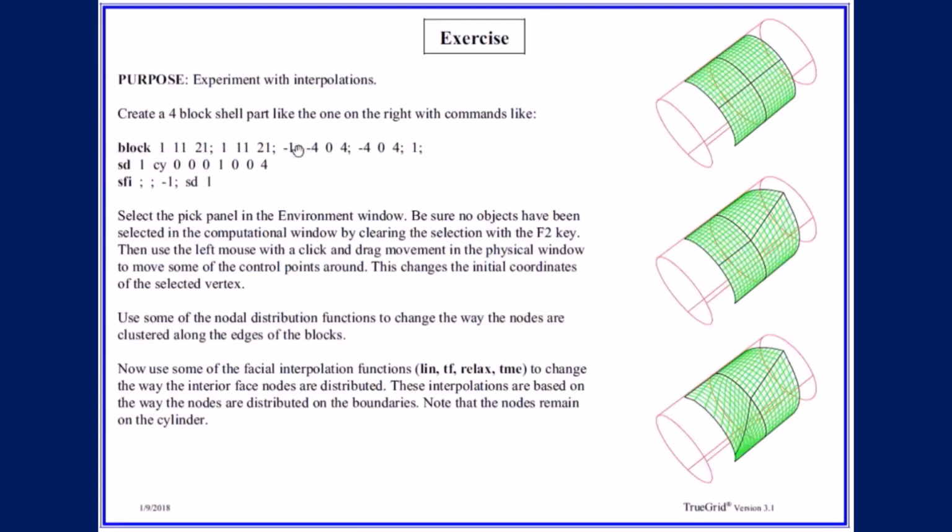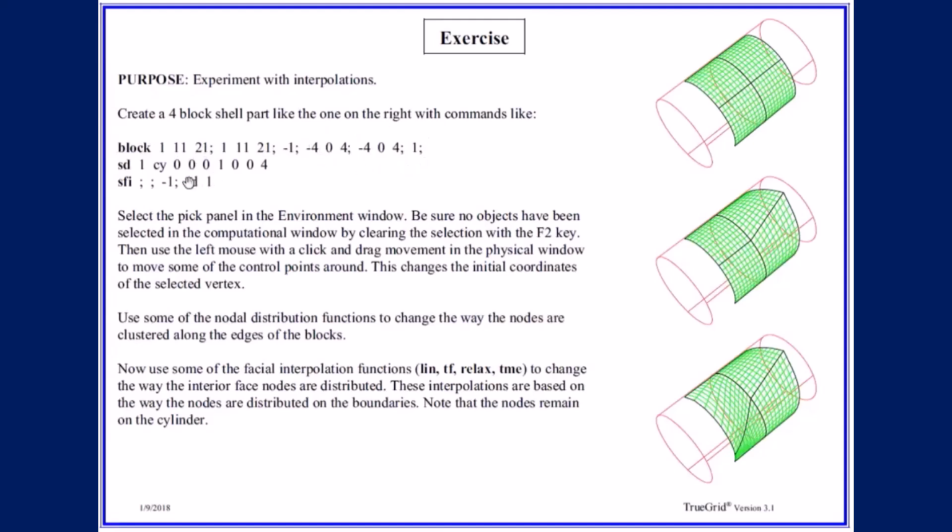It'll be a shell because you can see the K index is a -1, and it's going to have two blocks in the I direction and two blocks in the J direction. These are the coordinates to get us to the desired result.